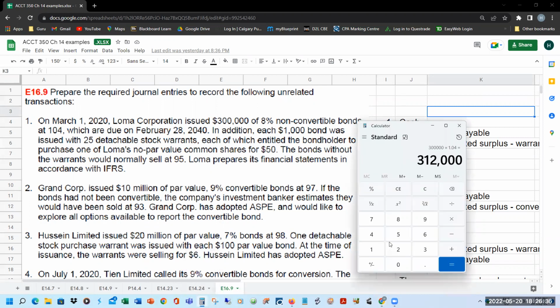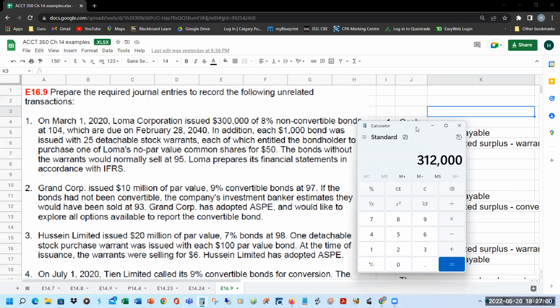So what does that mean? If the bonds did not have the warrants, we would only have been able to get 95% of the face value, $285,000. So the fact of the matter here is that the company managed to get $312,000 for issuing the bonds with the warrants.